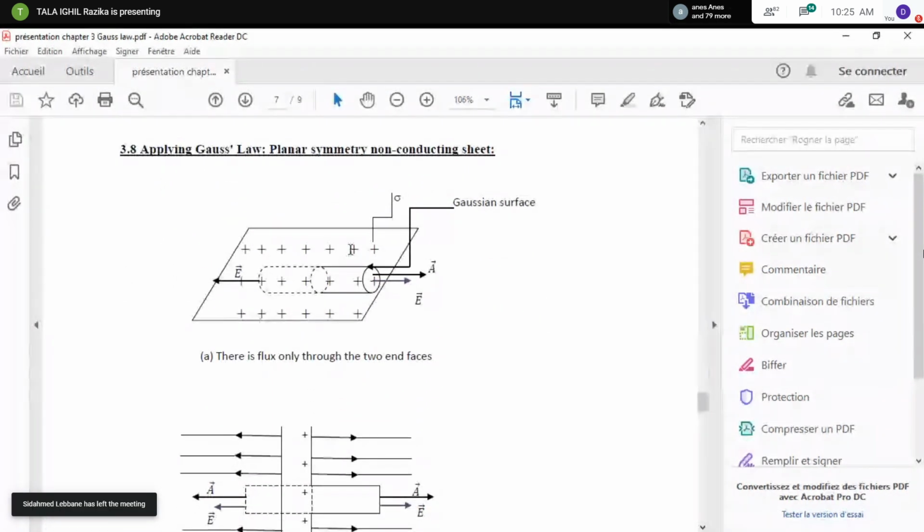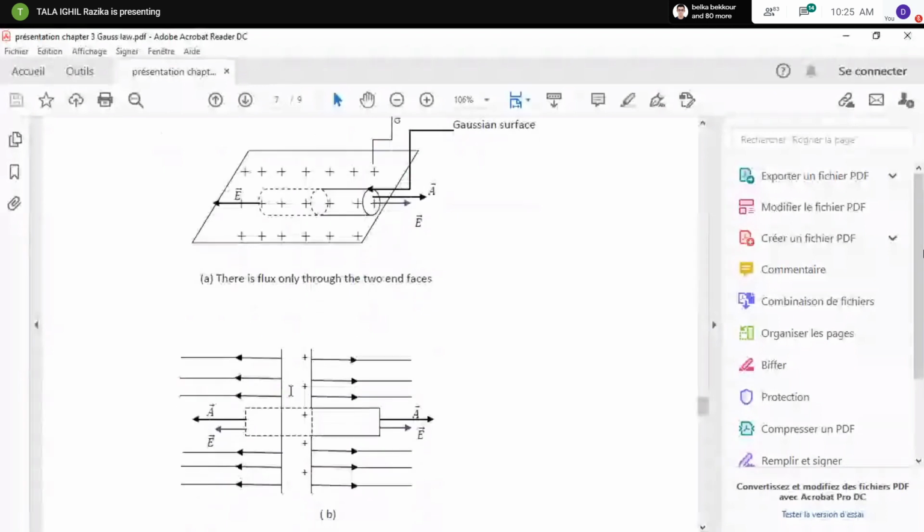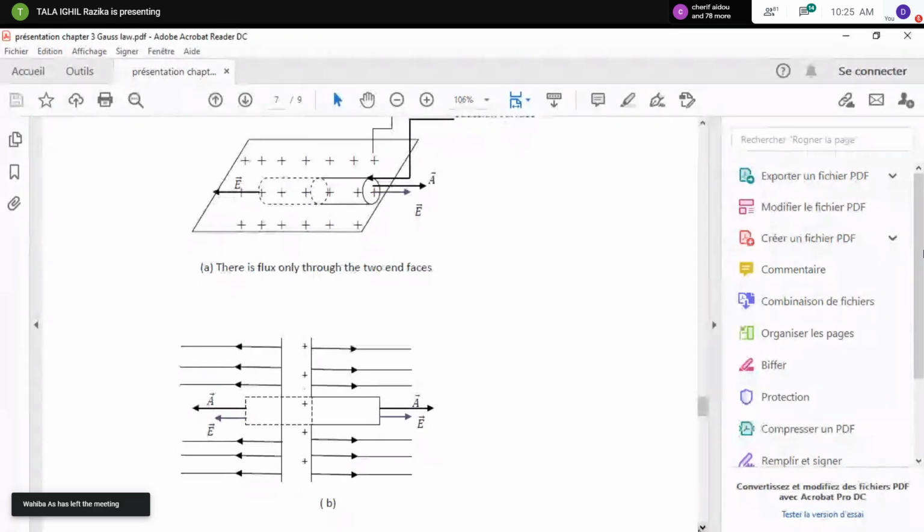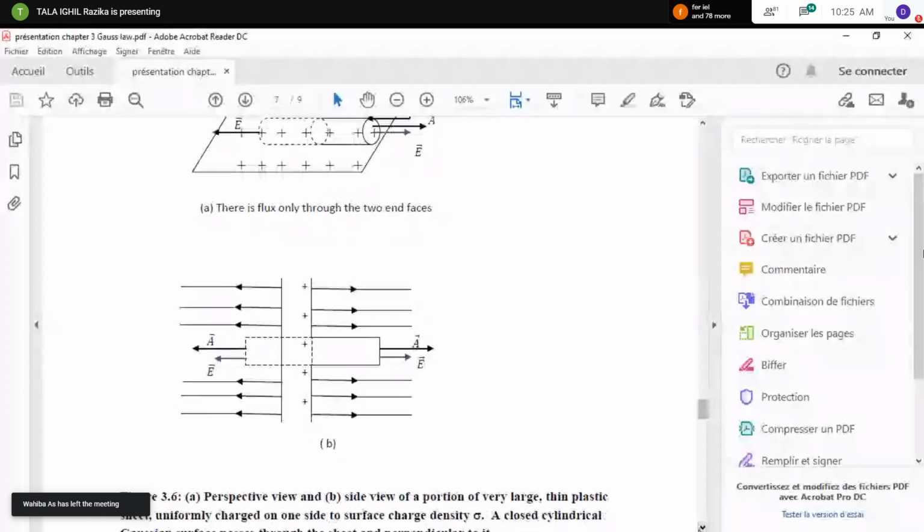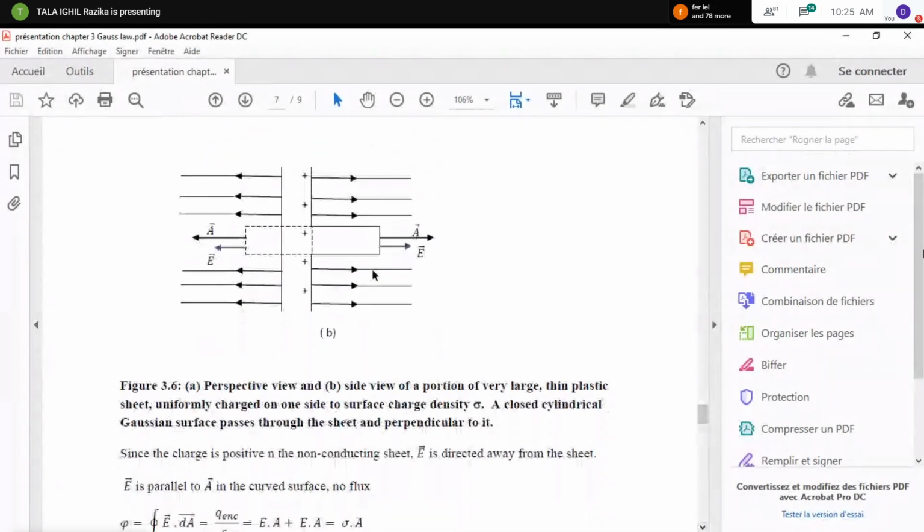So if it is a non-conducting sheet, you remark here that we have electric field on both caps. In our representation, we have electric field on this side and also inside, because it is an insulating material. Then let us apply Gauss's law. We must integrate over the whole surface, which is the cylinder here. We have the two caps and the lateral surface.